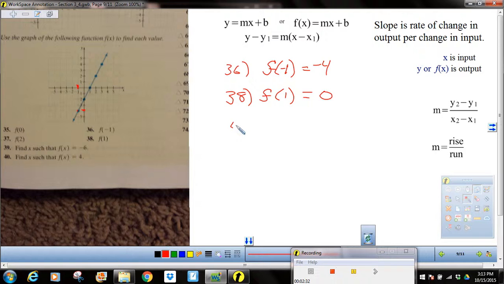For number 40, it says when f of x is 4. That means when y is 4, it would be right here. Looks like the x value is 3. And if you want to write that, you can say f of 3 is equal to 4. So they told us to find x. We can say x is 3. Okay?